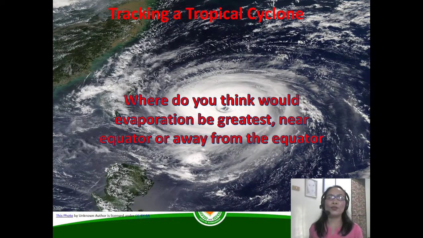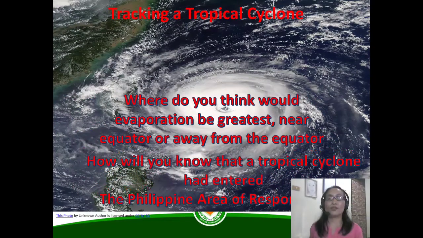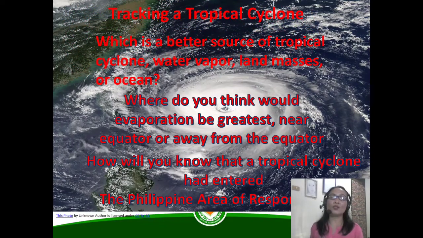First, where do you think would evaporation be greatest? Near the equator or away from the equator? Second, how will you know that a tropical cyclone has entered the Philippine Area of Responsibility? And last but not the least question, which is a better source of tropical cyclone? A water vapor, land masses, or an ocean? Let's try to find out.